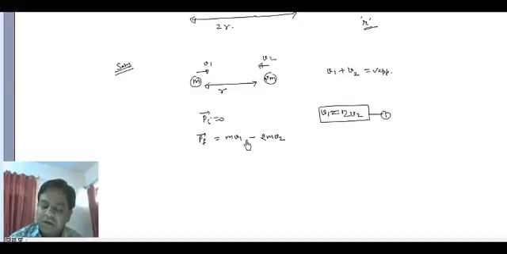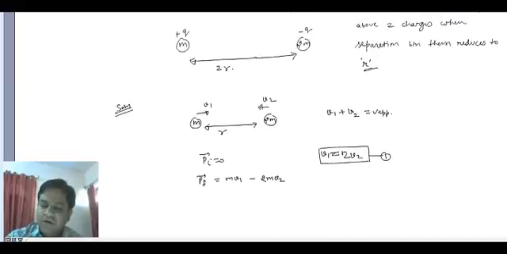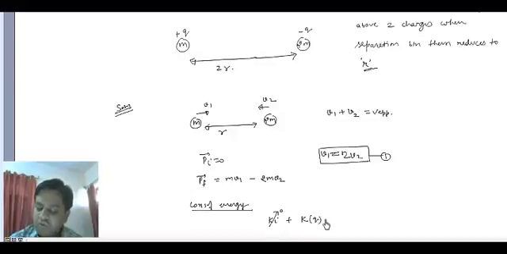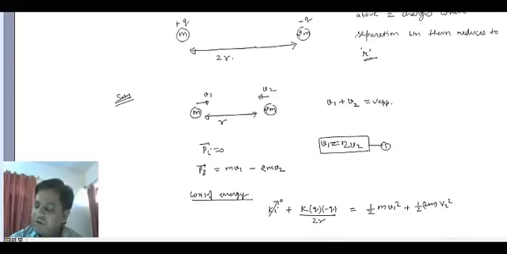One more thing can be applied here, and it is conservation of energy. By conservation of energy, initial kinetic energy of the system is 0. Initial potential energy is kq(minus q) by 2r. Final kinetic energy will be half m v1 square plus half 2m v2 square.